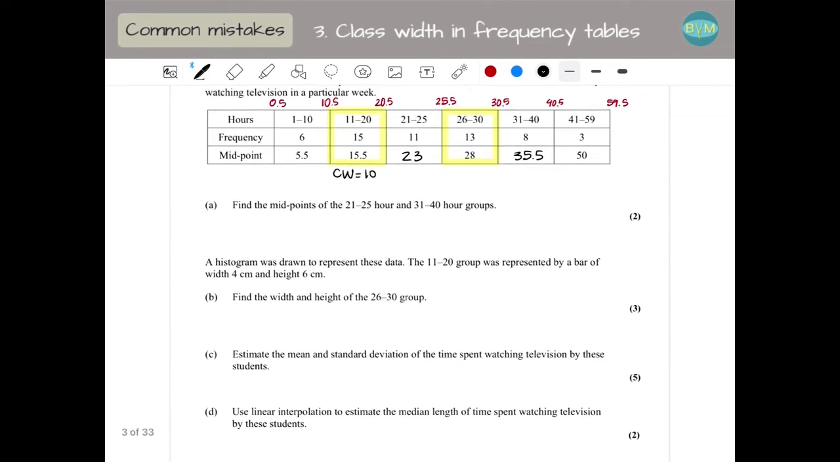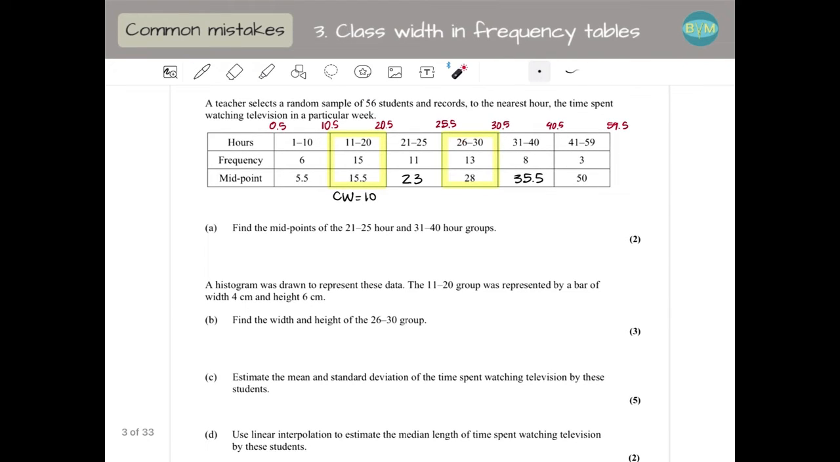The one that we have to find is 26-30. The class width is not 30 minus 26, which is not 4. It's 30.5 minus 25.5, which is 5. So the class width is 5. If the 11-20 class is represented by 4 centimeters width, and it is double this one, the width of this one will be half of 4 centimeters, which is 2 centimeters.